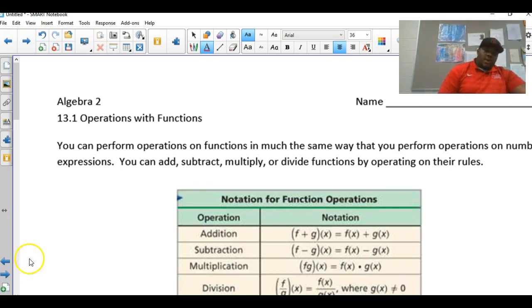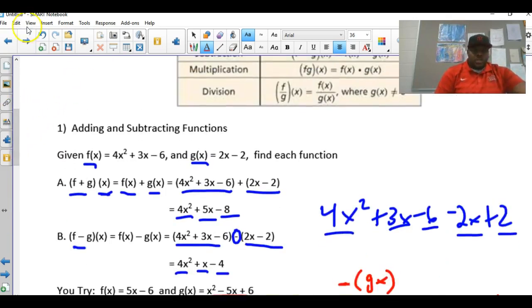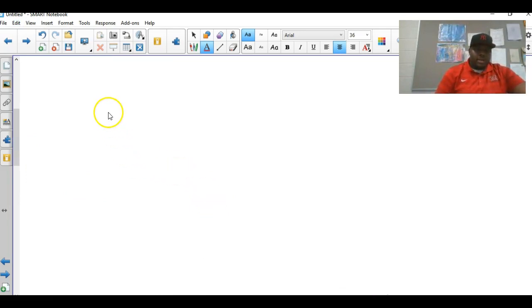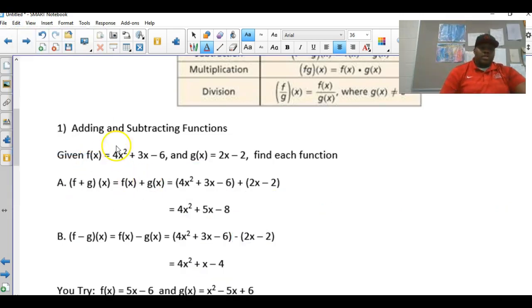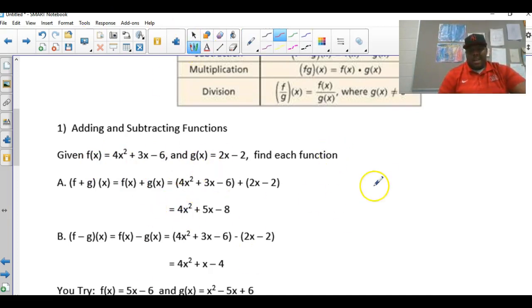Right here we're performing operations with functions. For this first part, let me clear this off because I've used this a couple times today. There we go. We're going to perform f of x plus g of x. I'm just going to walk through the example here, and all the steps are here. I'm going to do it again so you guys can see where every point comes from.